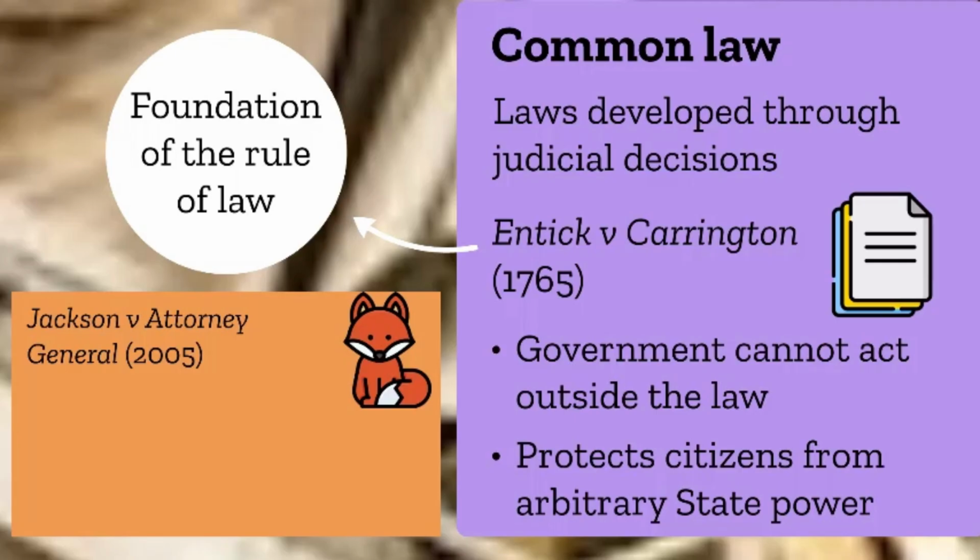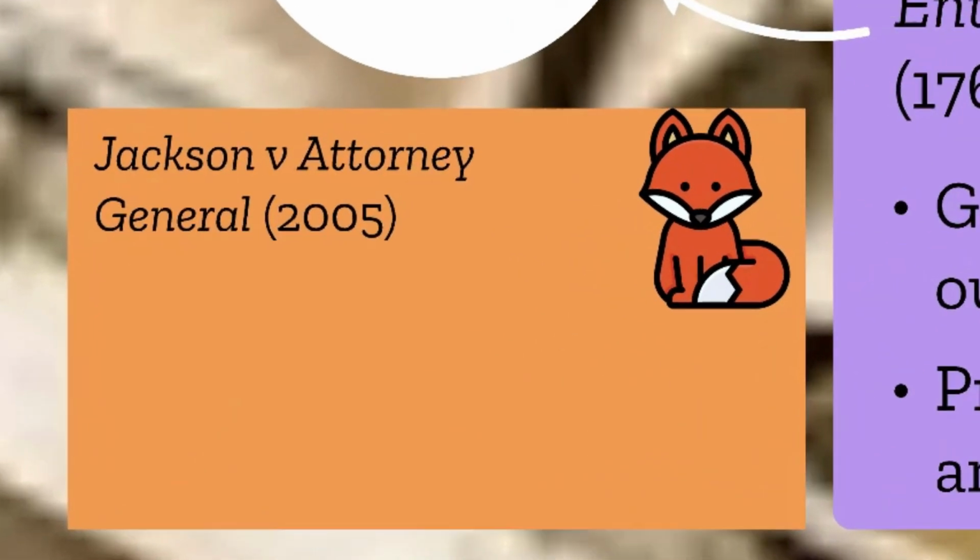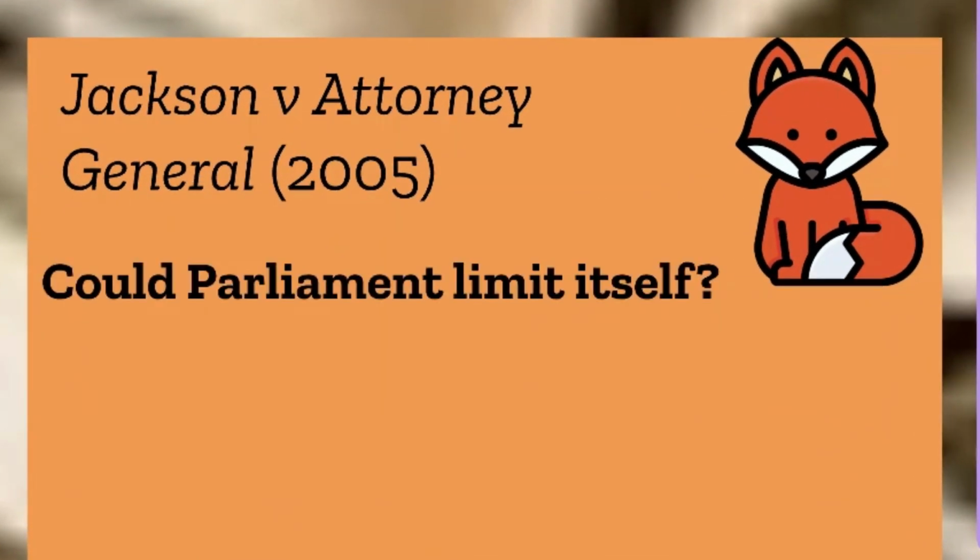Another important case to look at is Jackson versus the Attorney General. And this case essentially centered on the Parliament Act of 1949, which allowed laws to be passed without the House of Lords' consent. So the House of Commons creates a law, then it gets assented to by the House of Lords, and the House of Lords approves it or doesn't approve it. This act allowed laws to be passed without the House of Lords' consent. And a challenge arose to this law after the Hunting Act. The Hunting Act was a law banning fox hunting, which was passed using the Act's provision.